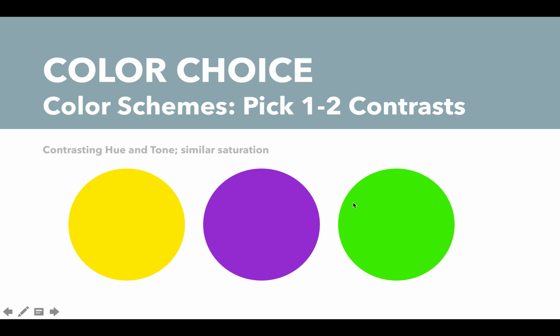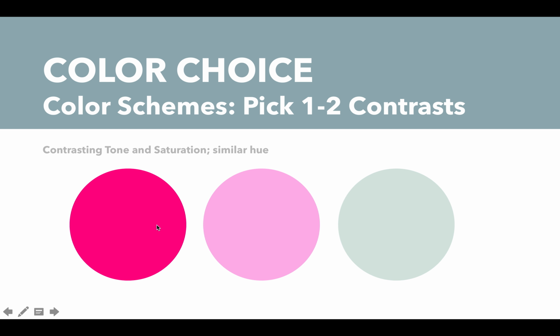So we've got yellow, purple, and green. And the tone is totally different. This is a darker purple and a lighter yellow. And then the last one, our hues are similar, but our saturation is totally different. This is a grayscale version of pink, which might look blue, but is actually just pink, totally grayscale. And then contrasting tone, so this darker pink versus this lighter pink.